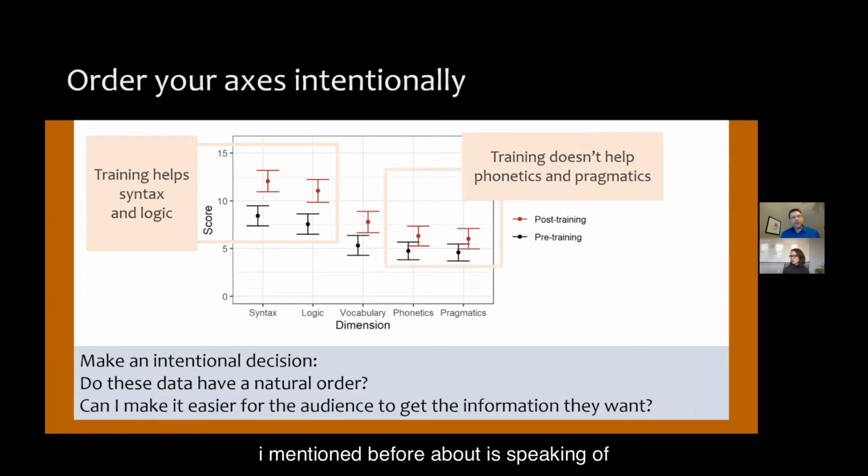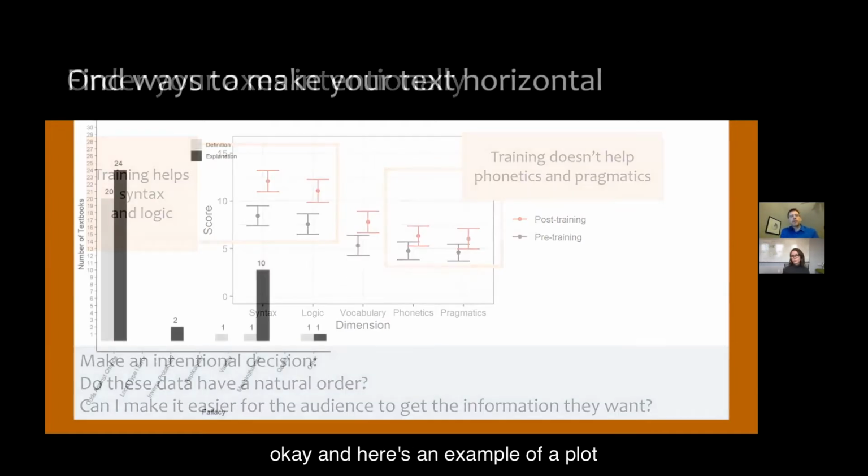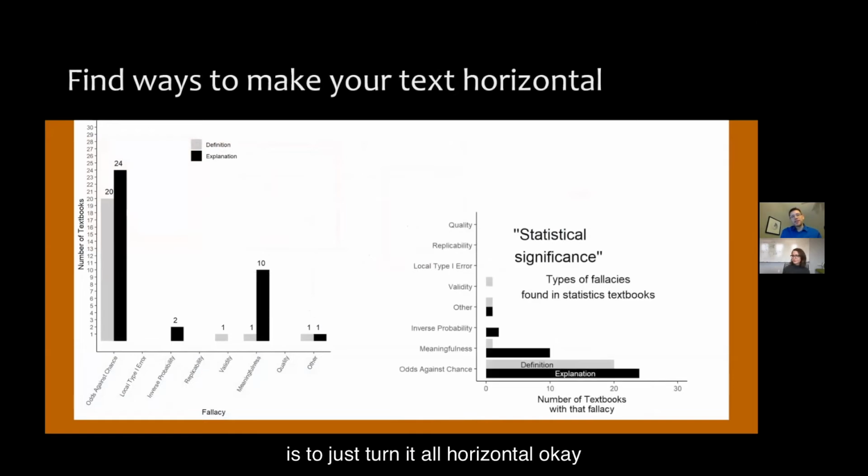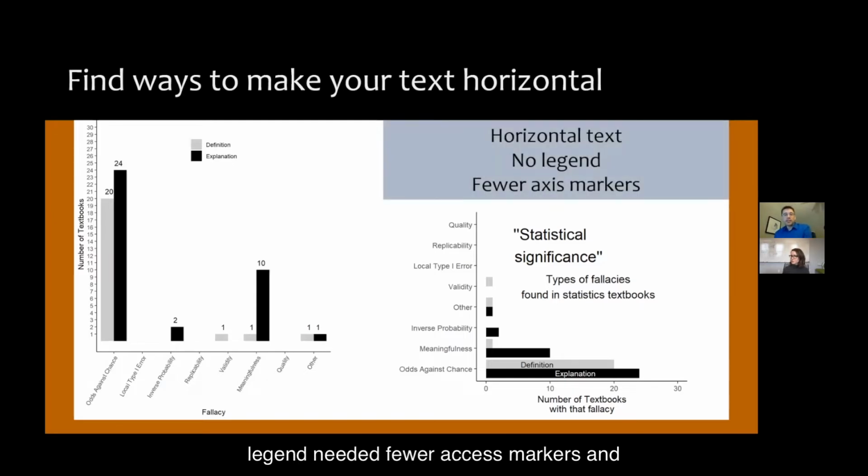I mentioned before, speaking of text, that you should try to make text horizontal when you can. Here's an example of a plot that has a lot of text and long labels for things. What I did to this plot, which just shows the prevalence of incorrect definitions of statistical significance in a textbook, is to just turn it all horizontal. Now it's easier to read and you can fit a lot more categories. It takes up less space and allows me some room to add a little annotation. So we have no legend needed, fewer axis markers, and horizontal text.